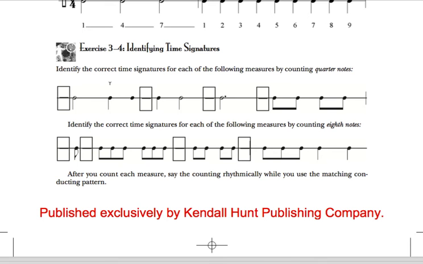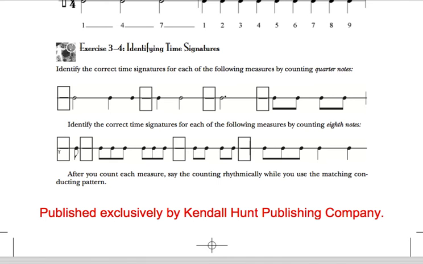In the first example here, we have a half note followed by 2 quarter notes. If we're in 4/4 time, the half note would be 2 counts, followed by another quarter note and another quarter note. That would give 4 counts altogether. So the answer here is 4/4 time signature, and it would sound like 1, 3, 4.